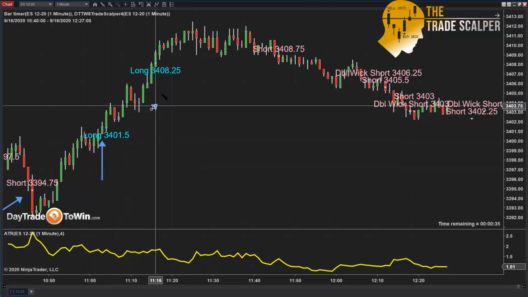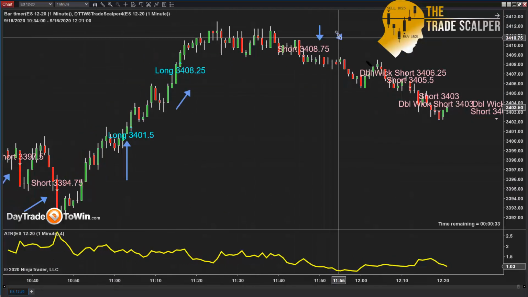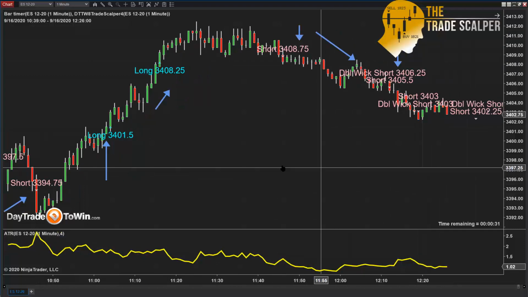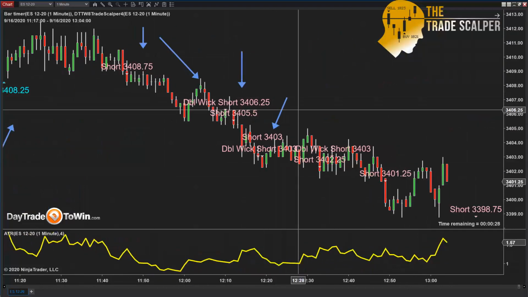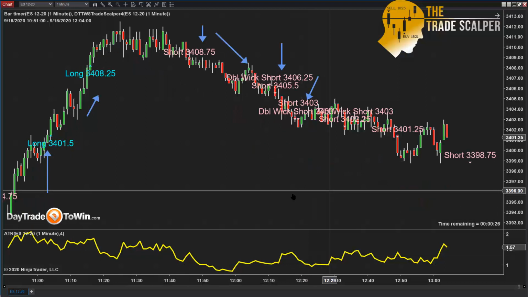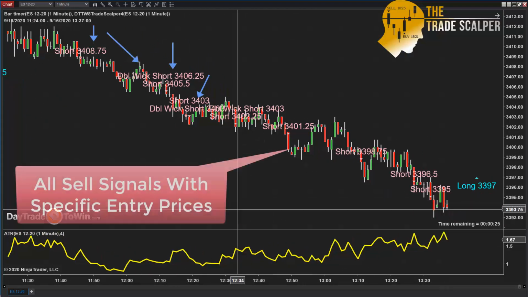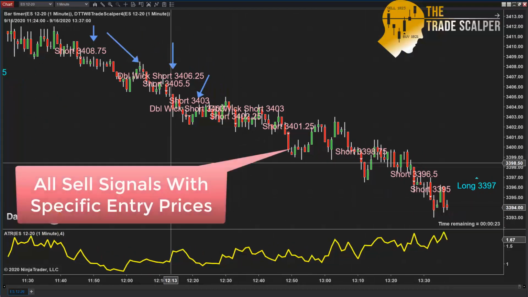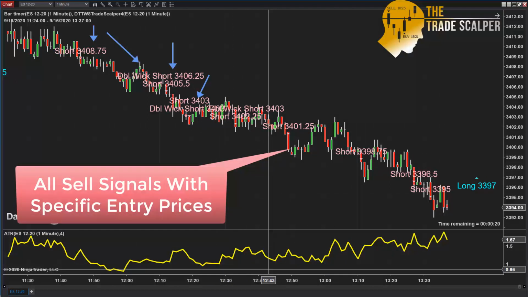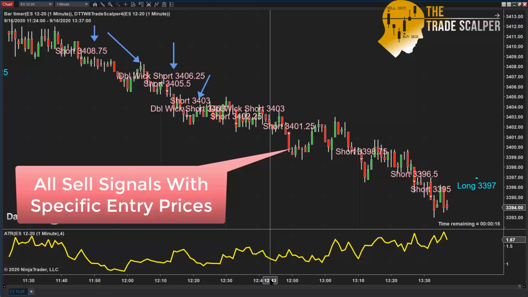We have here 6, 7, 8, 9, 10. Now all of these signals here into the afternoon are short signals. They're all short, and you could hold on to them, you can trail a stop, but there are definitely over 20 signals here on the Trade Scalper.